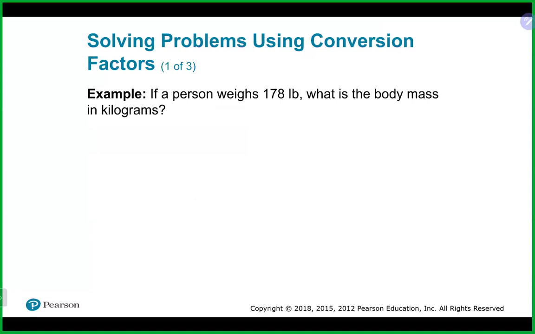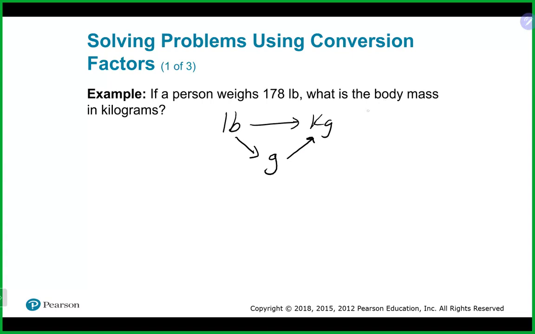So if a person weighs 178 pounds, what is their mass in kilograms? So if we were looking at this, we definitely have pounds and we want to end up in kilograms. Now, one of the things about conversion problems is there are multiple ways you could get there depending on what conversions you choose. For example, one pathway could be going from pounds to grams and grams back to kilograms. So that is one pathway that would get you to what you need.